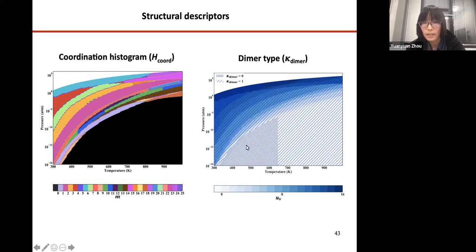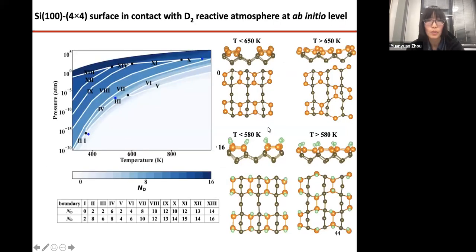And we can find that for the pristine surface or the highest coverage surface phase, there are two order-disorder phases. At relatively low temperatures, the dimer type is equal to 0, which means that the dimer is formed on the same side. Then it becomes 1, which means that the silicon-silicon dimer bonds are dynamically forming and breaking all over the top silicon layers.